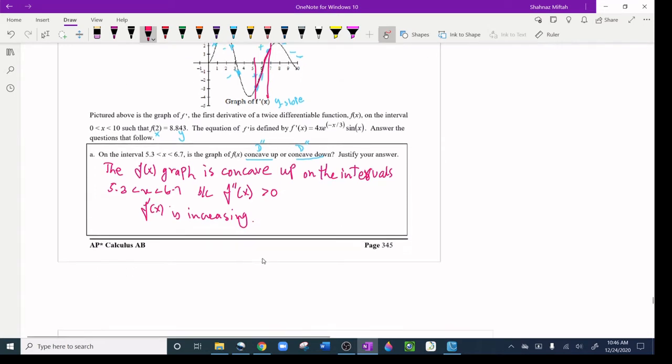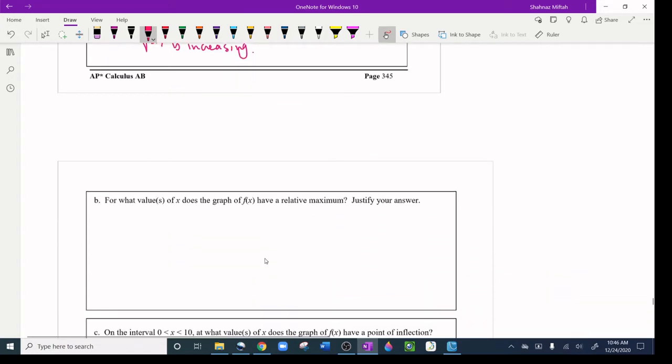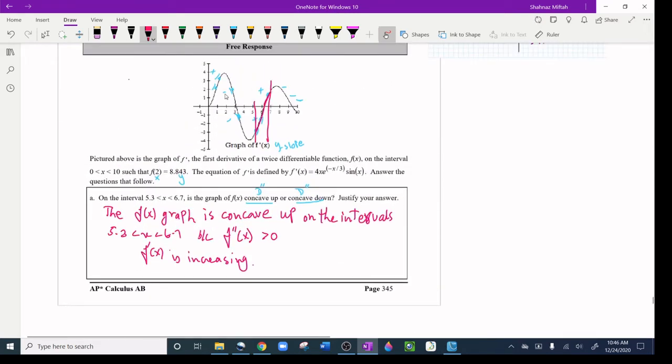So this is part A. Let's do part B. For what values of x does the graph of f of x have a relative maximum? Relative maximum means that I am going positive to negative. And since this is the f prime graph, all the y values, which y values are going positive to negative? If you check, at this point it's going positive to negative, and at this point it's going positive to negative.